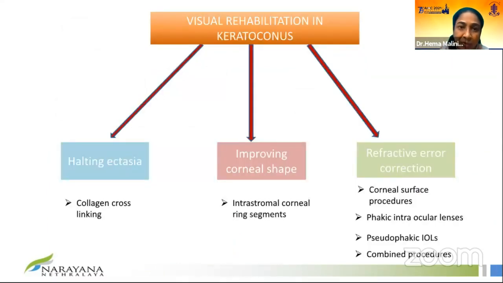Now, there are three arms when it comes to visual rehabilitation in KC. One, the goal would be to halt ectasia through collagen cross-linking. Second, improving the corneal shape through intracorneal ring segments. And thirdly, refractive error correction, which can be done through various methods. Today, I'll be concentrating on phakic intraocular lenses and pseudophakic IOLs, or they could be combined procedures.